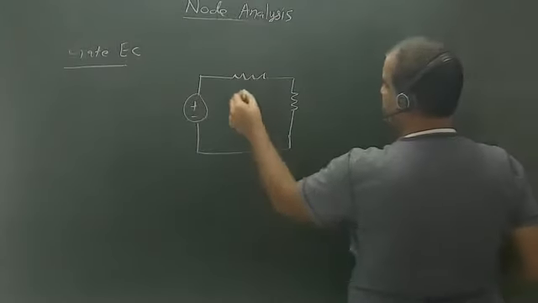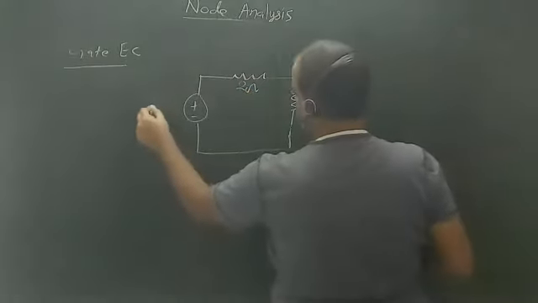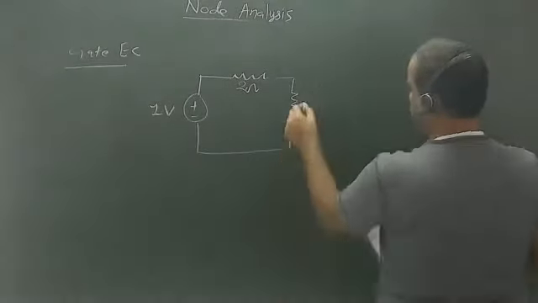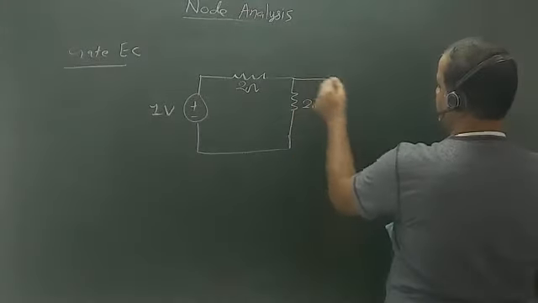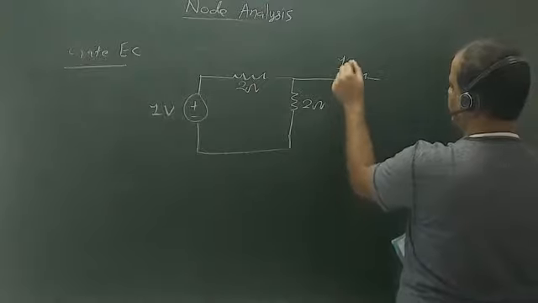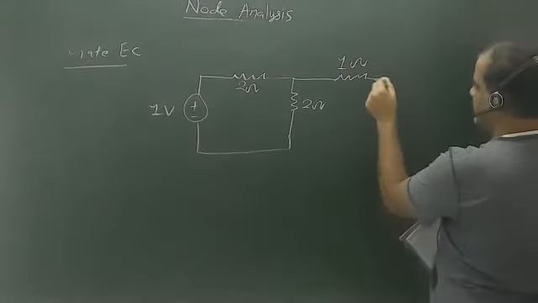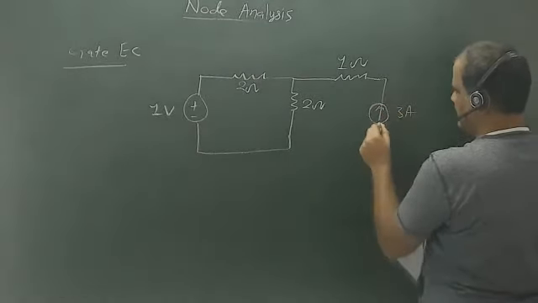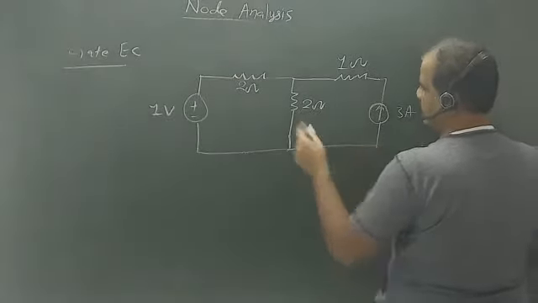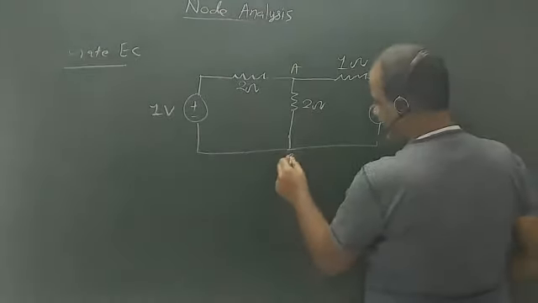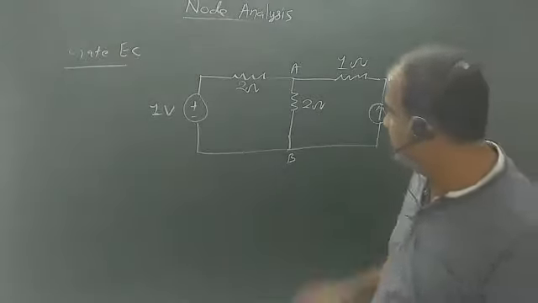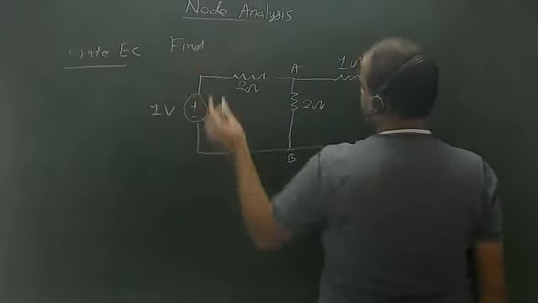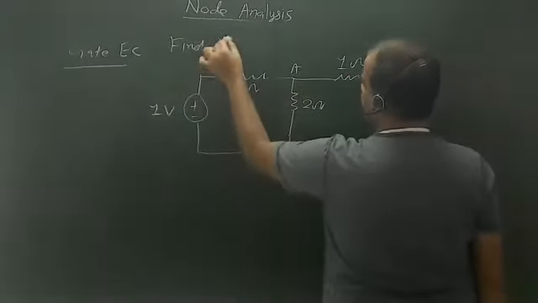This resistance value is 2 ohm. The voltage is 1 volt. This is also 2 ohm. We have one more resistance of 1 ohm, and a current source of 3 ampere is also connected. Say this terminal is A and this terminal is B. They are asking to find VAB, the voltage between A and B.